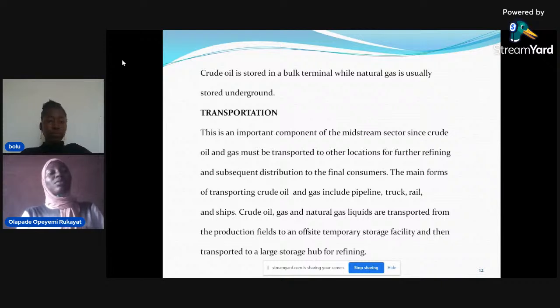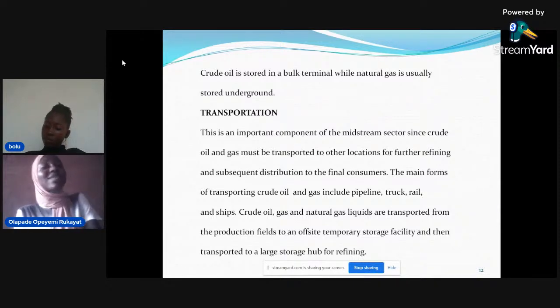And ships, well, you know that ships carry the highest volume of crude oil and natural gas, but this is usually not advisable for crude oil because of leakages, and it could affect the aquatic environment, and it could be very, very hazardous. So, crude oil, gas, and natural gas liquids are transported from the production fields, the upstream, to an off-site temporary storage facility, the midstream, and then transported to a large storage hub for refining, the downstream.